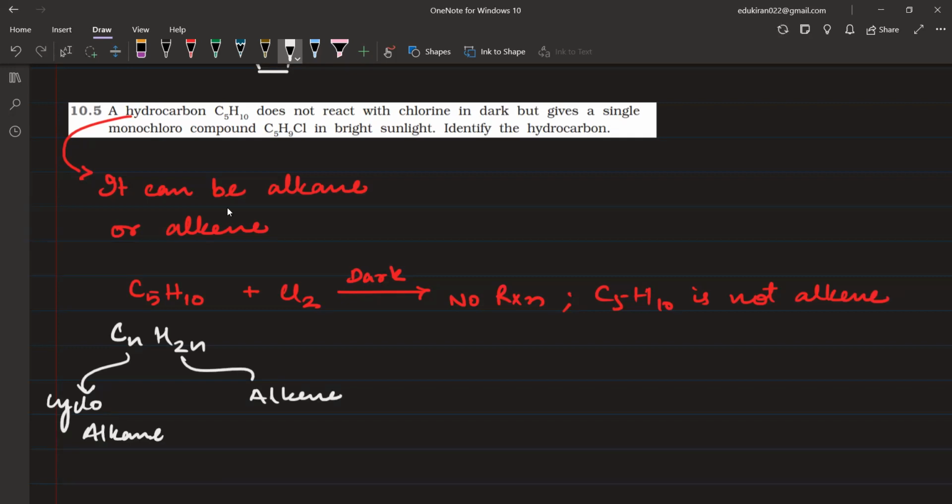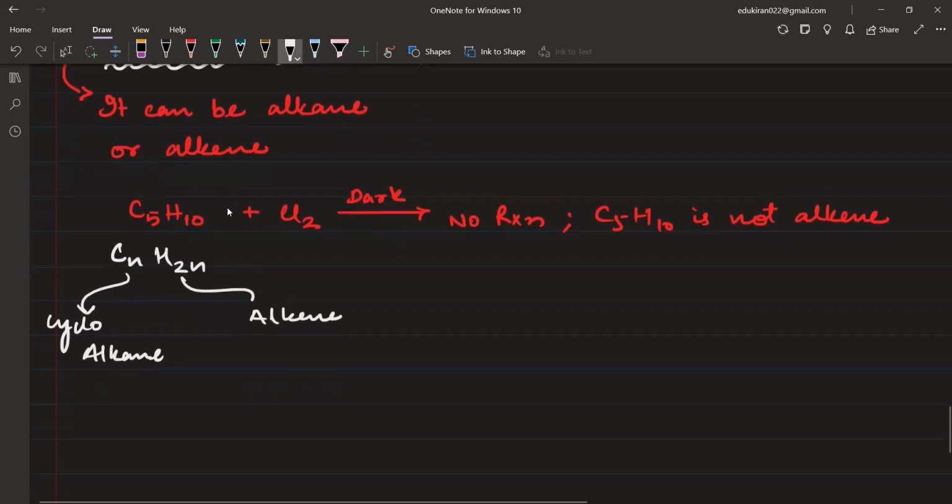what is the next statement? But it gives a single monochloro compound in bright sunlight. Okay, so this is also very important. So if we have C5 in a cyclic structure, it will look something like this. All of these carbons have 2 hydrogens, right? I hope you can see, because they have 2 bonds with carbon, the other 2 bonds will be fulfilled by hydrogens. Yes or no? And from here you can see that all of these carbons are also the same. Yes or no, guys? All these carbons are the same, correct?